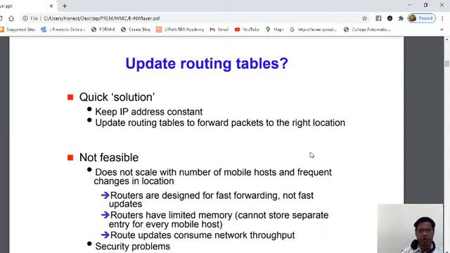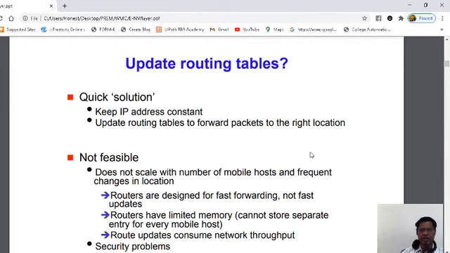Update routing tables. How can we update the routing tables? We can try a quick solution, but it is not feasible. What is the quick solution? Keep the IP address constant, so we don't change the IP address every now and then, and update routing tables to forward packets to the right location.